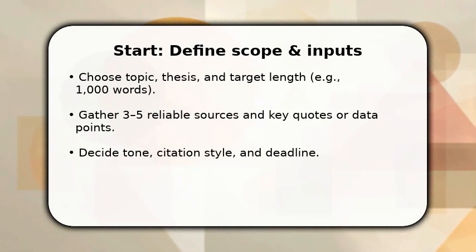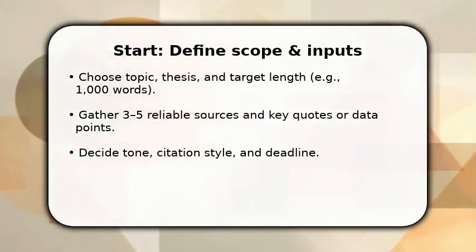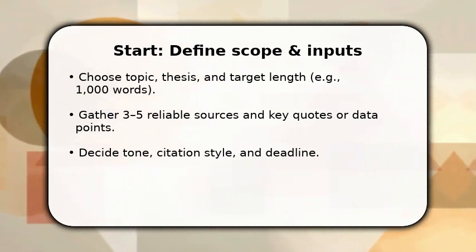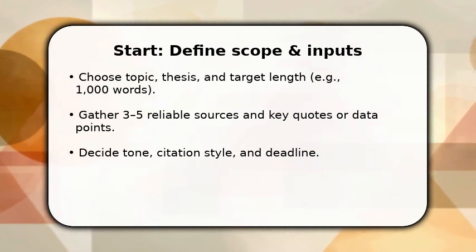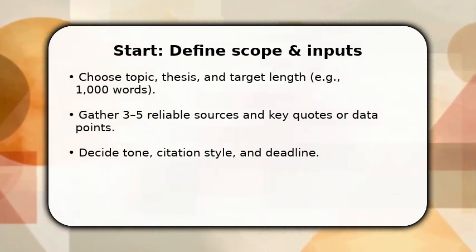You begin by clarifying exactly what you need: topic, thesis, length, and audience. Once done, collect 3-5 sources and note key quotes or stats to cite. Make sure to pick a tone and citation style upfront so the AI writes consistently.